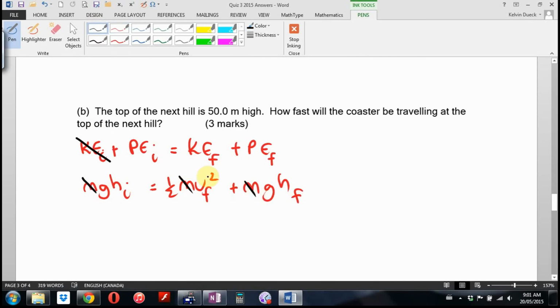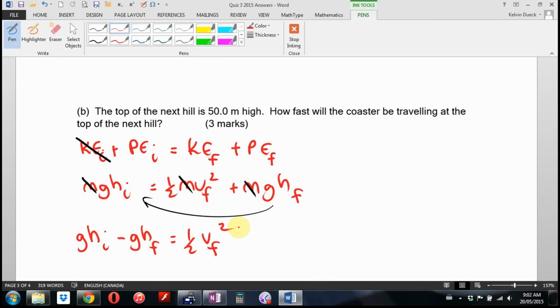How fast? Okay, we want to get this by itself. I'm going to minus this to this side. I haven't done one like this before with you guys. It's going to be gh initial minus gh final. That equals a half vf squared. How would I get the vf by itself? You got 2 options. You could either go times by 2 cross out, or you could divide the whole thing by a half, by 0.5. I'll do that one since that's what somebody said. Except now I've got vf squared. Help me out.